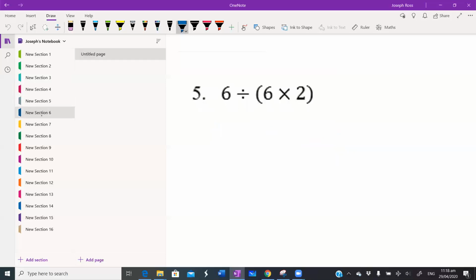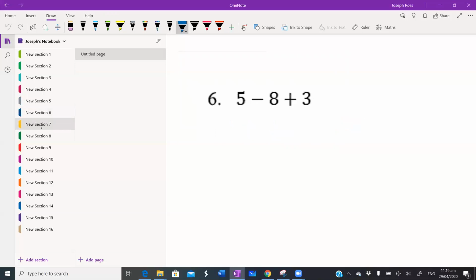Okay, so next question, 6 divided by, and then in brackets, we've got 6 times 2. Do we have any brackets? Yes, we do. So we need to do what's inside the brackets first. So this is going to be 6 divided by, now work out 6 times 2, which is 12, and 6 divided by 12 is a half, or 0.5.